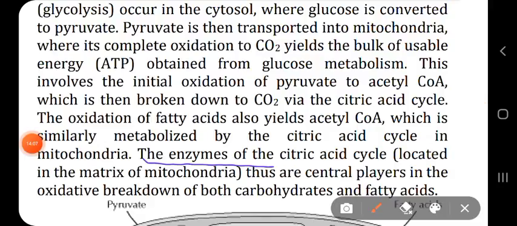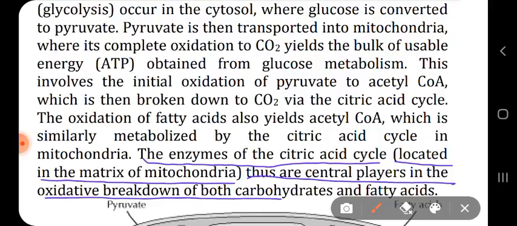So the enzymes of the citric acid cycle, which are located in the matrix of mitochondria, are the central players in the oxidative breakdown of both carbohydrates and fatty acids. So this should be remembered that the enzymes of the citric acid cycle, which are located in the matrix of mitochondria, are the central players in the oxidative breakdown of both carbohydrates and fatty acids.